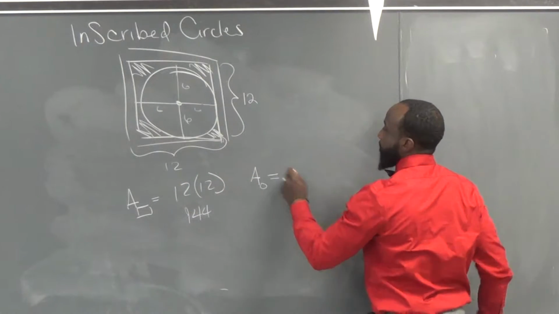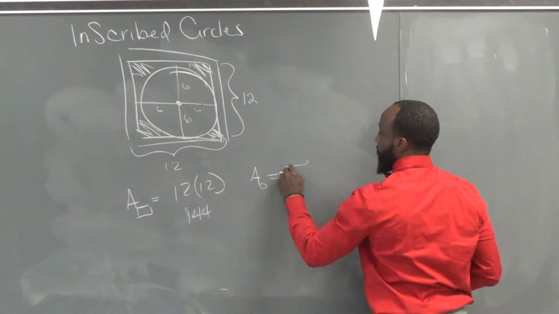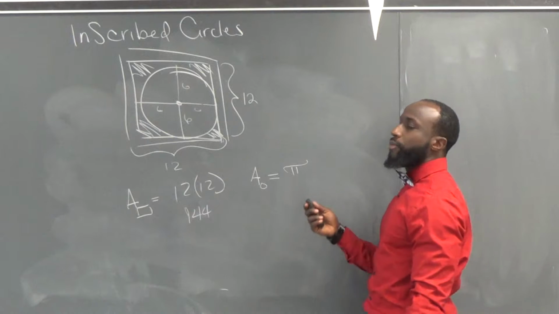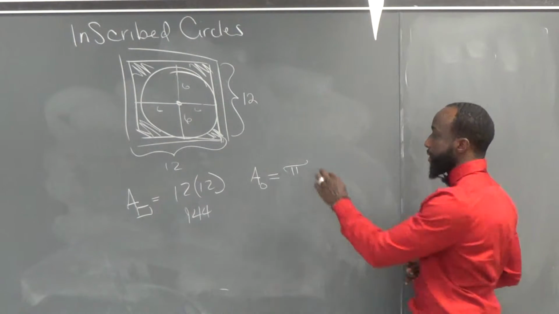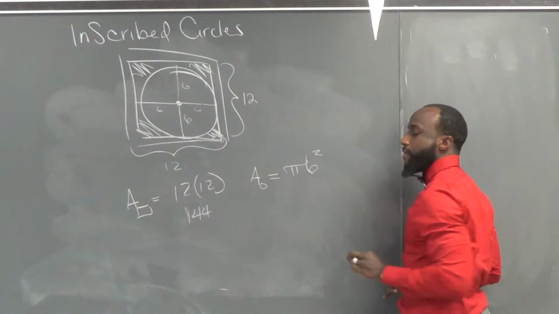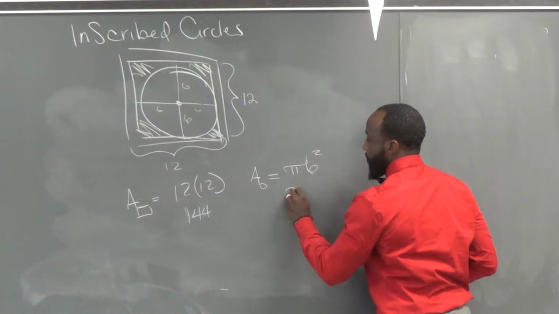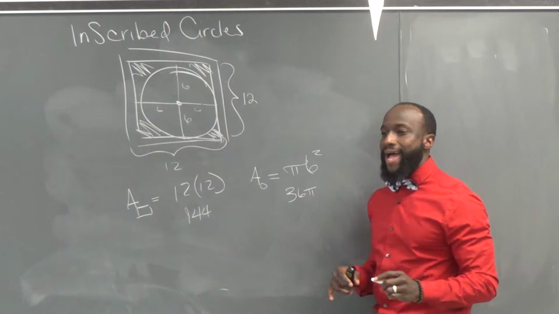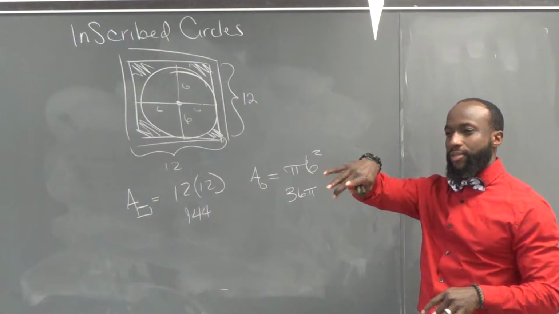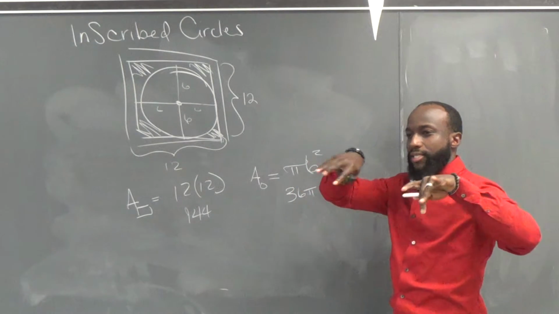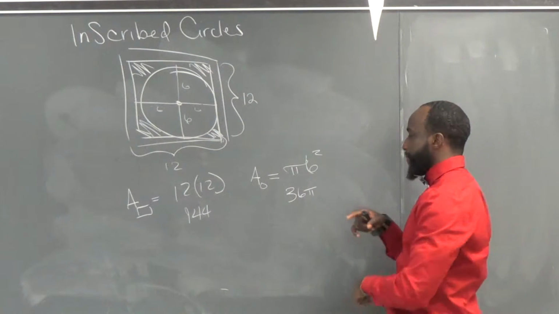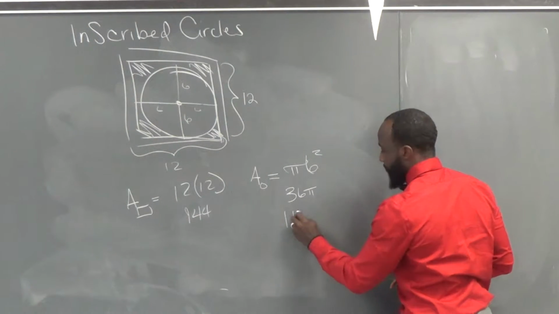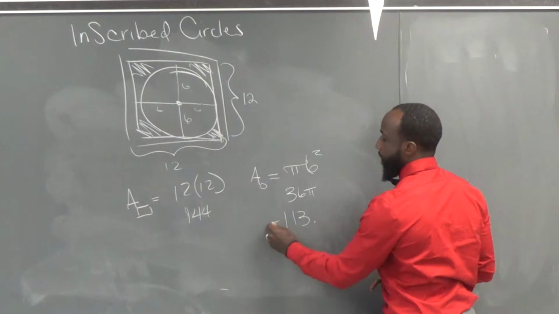So pi is this number here. What's the radius in this problem? 6. 6 squared. So we have 36 pi. What did you get? 36 pi should be 113 and some change, right?